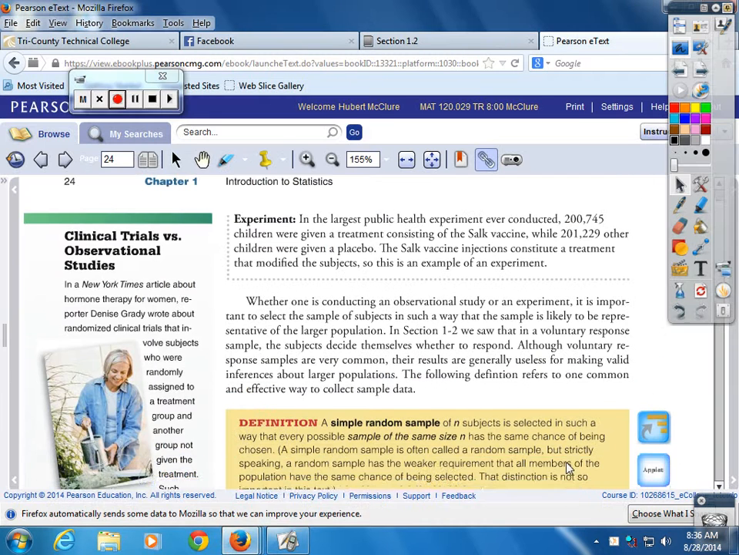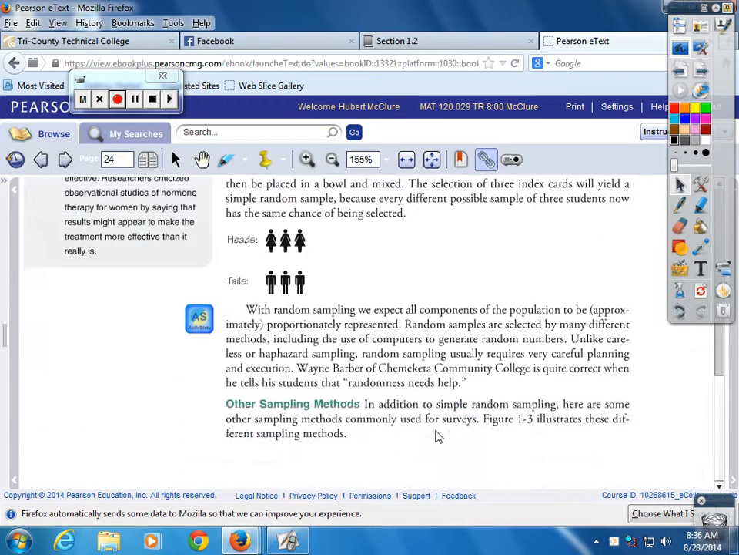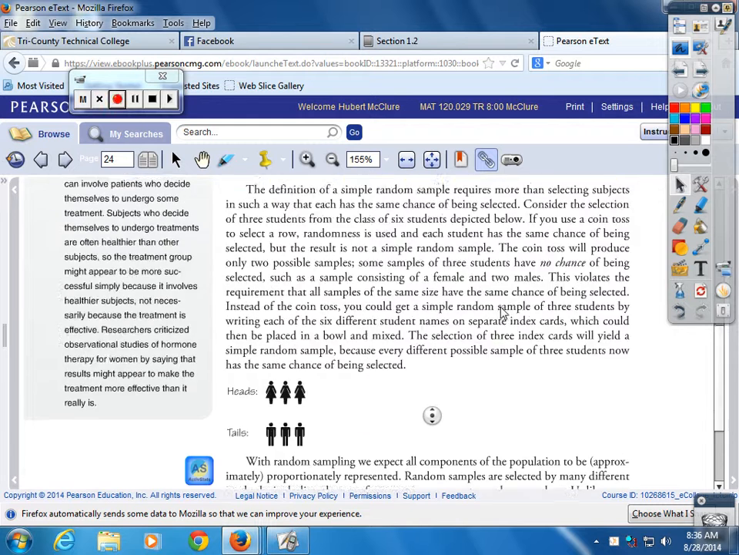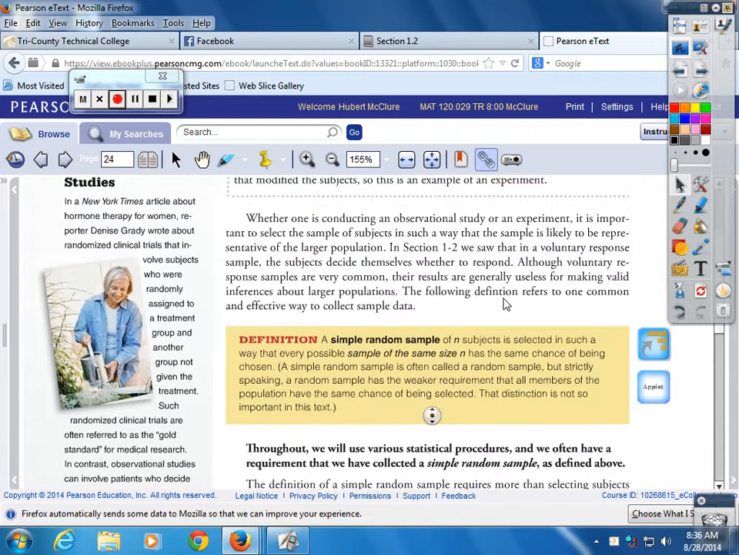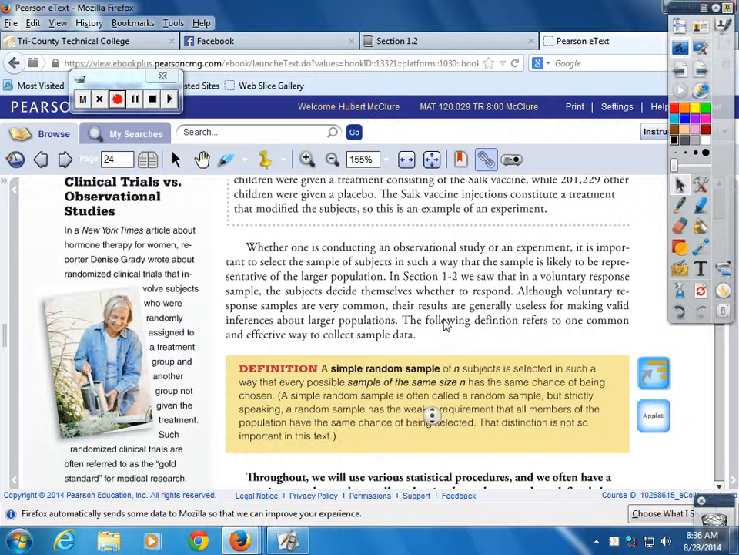All right, so. Simple random sample. I don't care about a simple random sample, but I do care about a random sample. All right? So, what is a random sample? A random sample is very important, so I want you to write it down. A random sample: everyone or everything has the same chance of being picked. Write that down. Everyone or everything has the same chance of being picked.